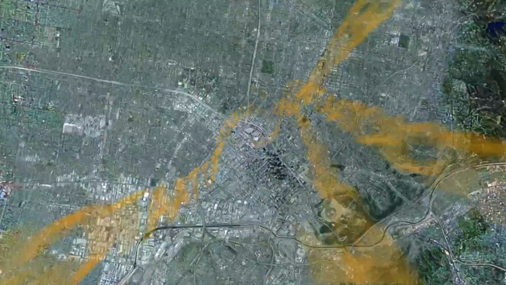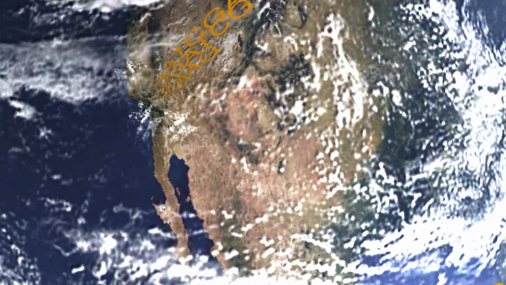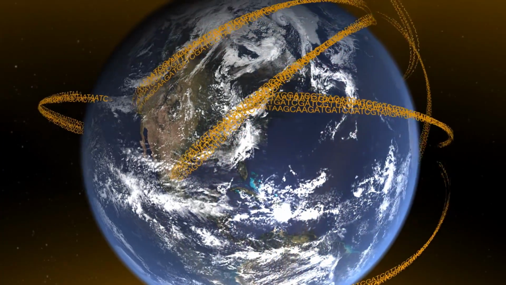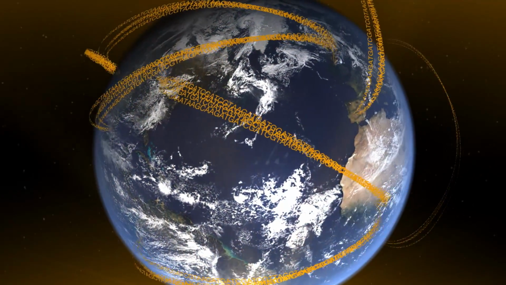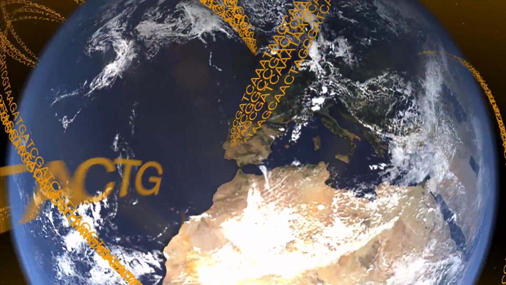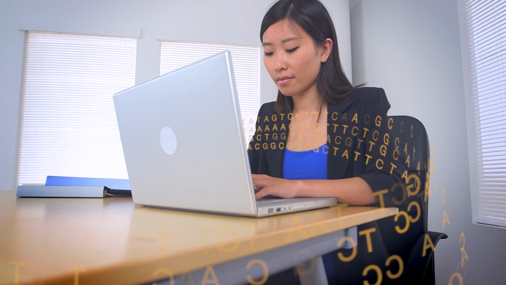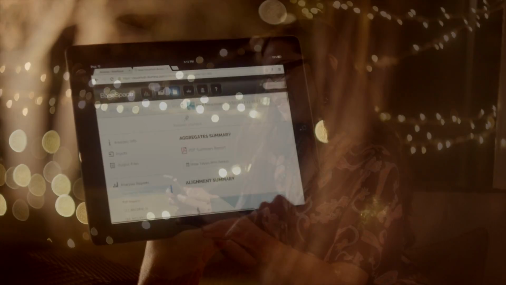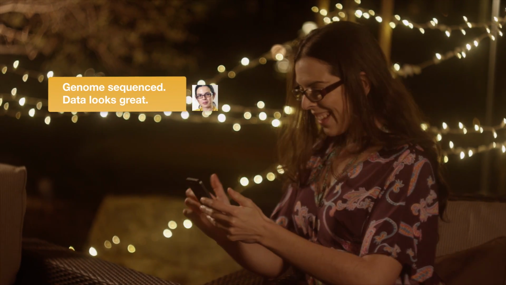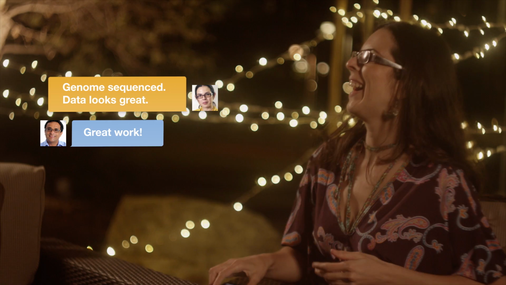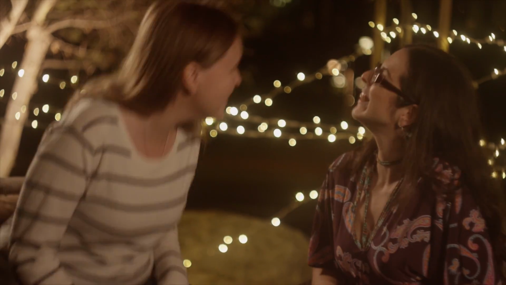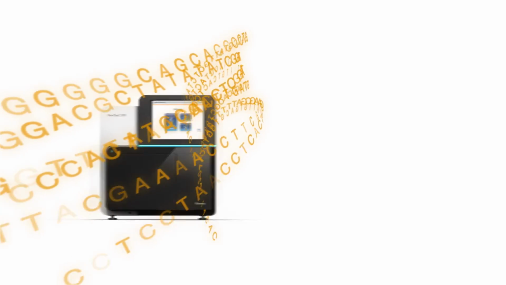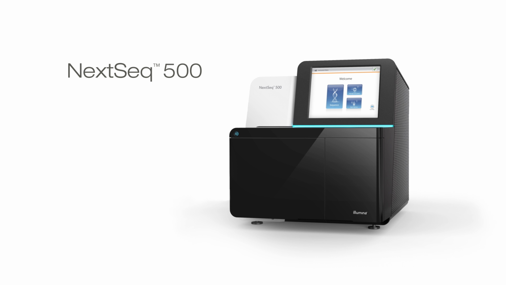Supporting your research, Illumina scientists and engineers provide the insights, the training, and the tools needed to ensure your success. Join the worldwide community of more than 60,000 scientists using Illumina technology for their research, and join the next evolution in genomics. With the NextSeq 500 system from Illumina.